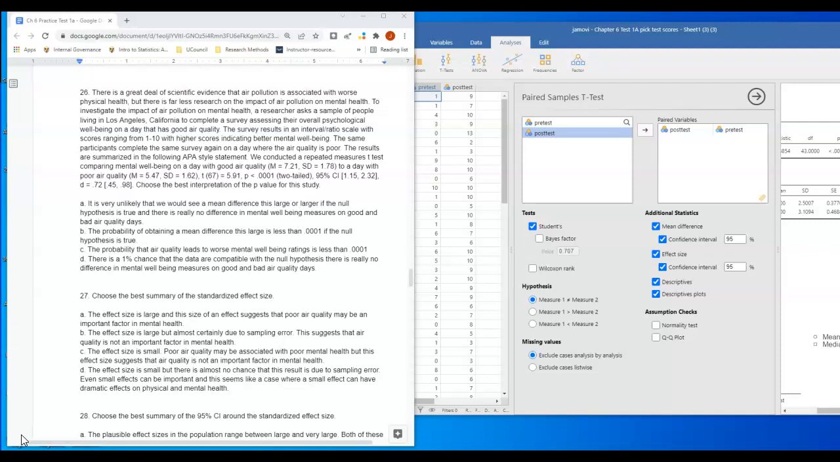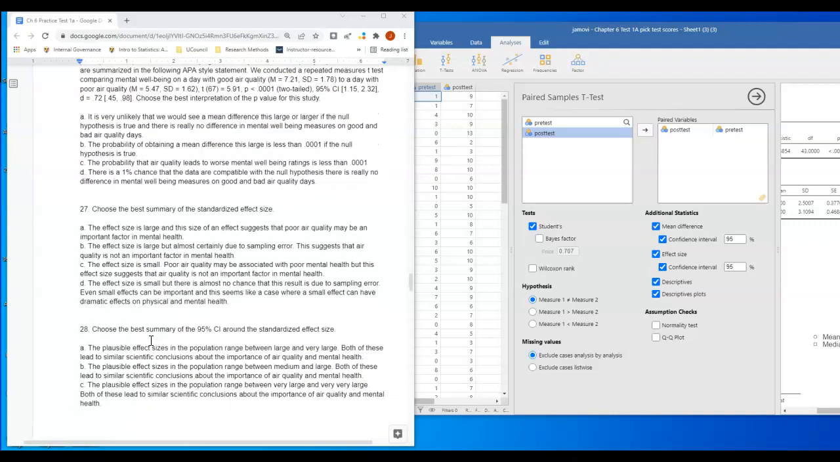All right, and then finally D, there's a 1% chance that the data are compatible with the null hypothesis, and there's really no difference in mental well-being measures on good and bad air quality days. So the p-value isn't telling us a chance or probability that the data are compatible with the null hypothesis. What we use the p-value for is to determine if the data are compatible with the null. It doesn't work in the reverse.